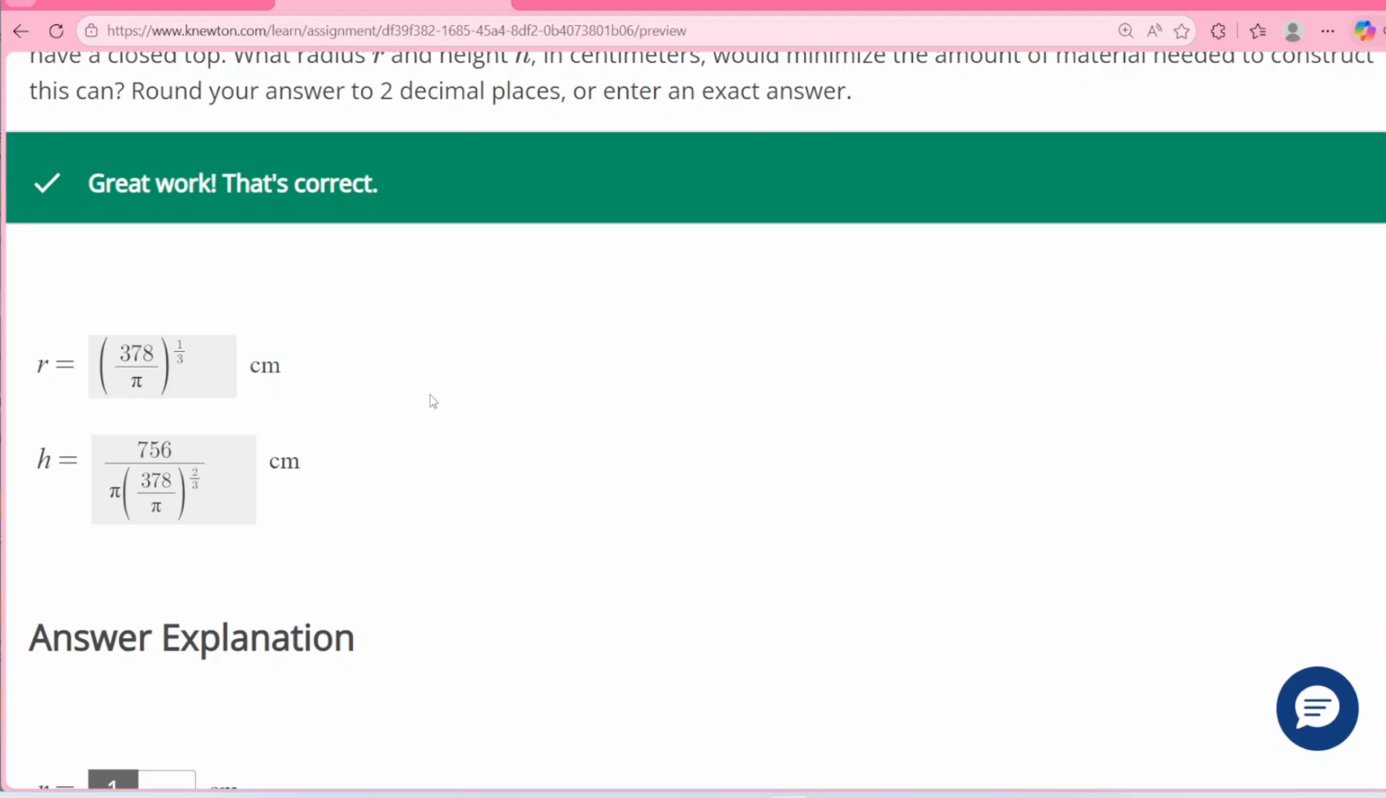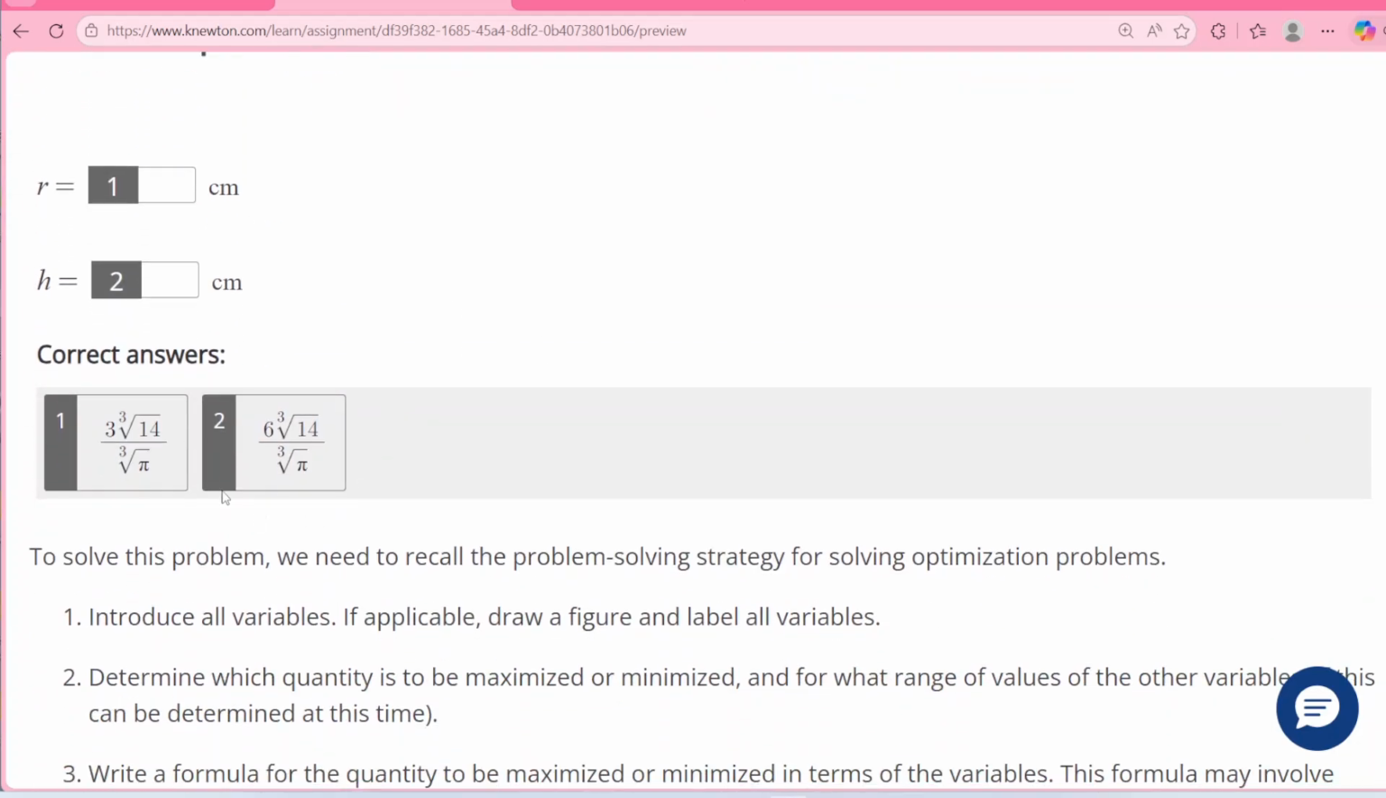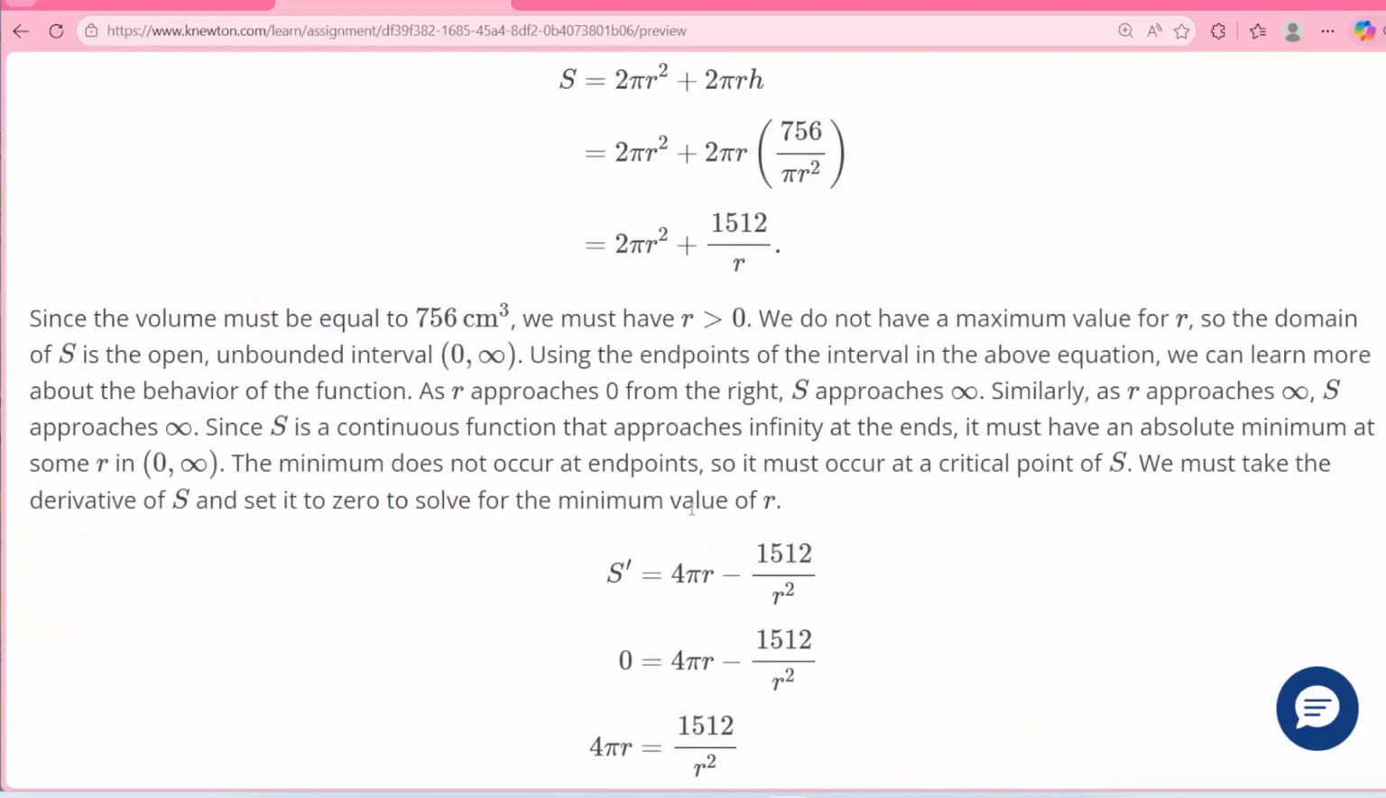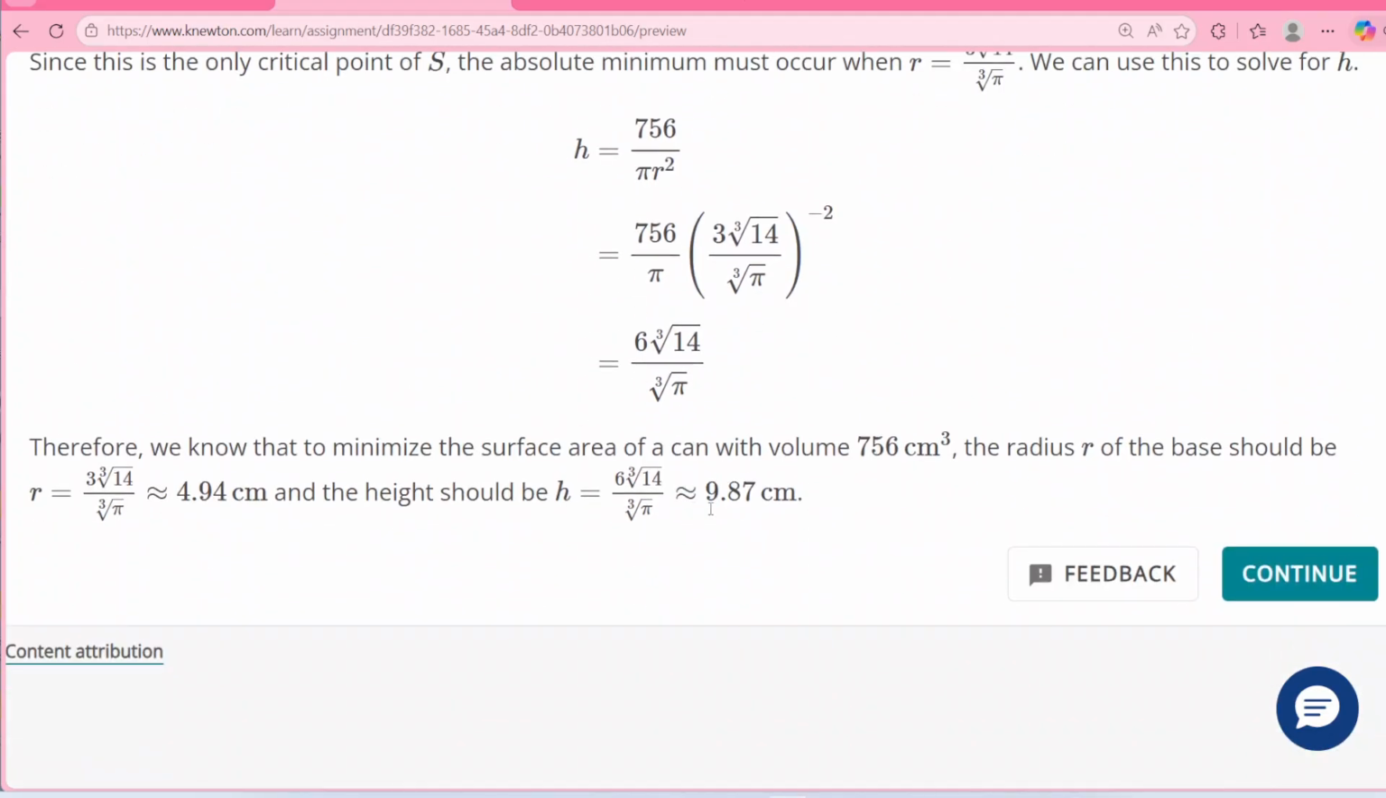Great. Now they probably have it rounded. No, they don't. They wrote it out exact with all the cube root symbols and whatnot. But they might have it rounded in the answer explanations. Yeah, they have it rounded in the answer explanations. So again, 4.94, that's what we saw in the Desmos graph. And the height was 756 over pi r squared, which rounds to 9.87. But you can just enter the exact value. Okay.